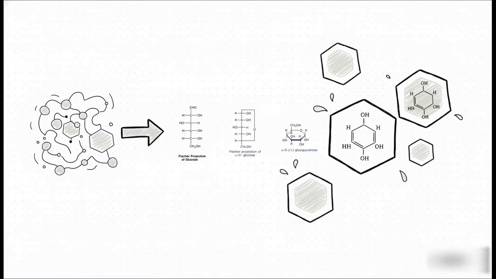Now, the flat drawing on the left, the Fischer projection, it's a great 2D blueprint, but it's not the whole story, not by a long shot. In reality, in a solution like water, sugars with 5 or 6 carbons don't just stay in a straight line. They actually curl up and form stable rings. And to draw that, we use the much more accurate 3D model you see on the right, the Haworth projection.